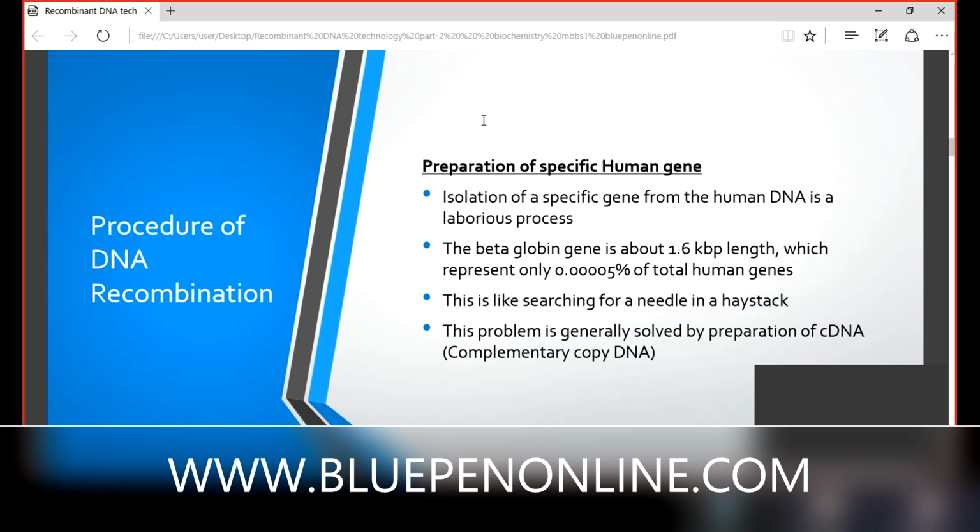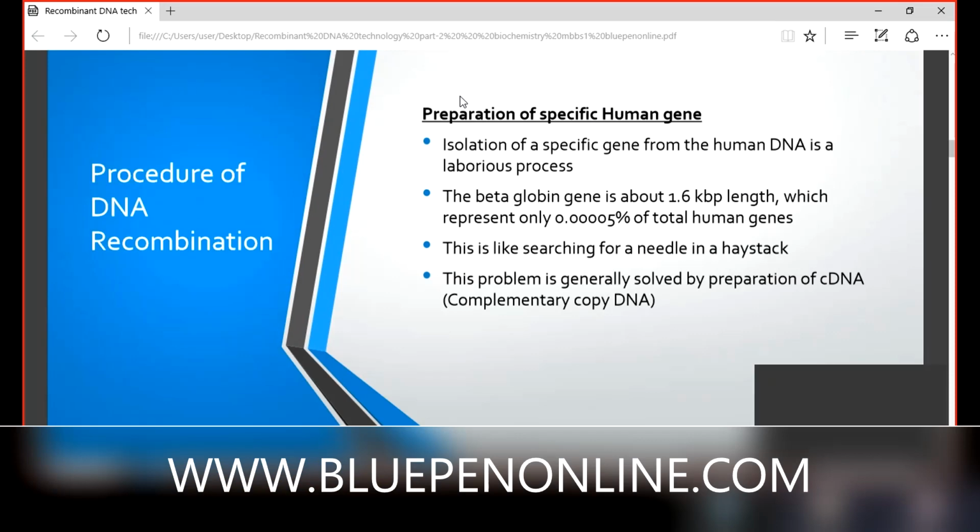That is known as cDNA. I will always tell you from next time onwards, cDNA. What is cDNA? Complementary copy of DNA. How can we produce it? How can we synthesize it? What is the reason for the production of this complementary DNA? Because preparation of a specific human gene is very tough. It's a very laborious process. So that is the first step, preparation of a specific human gene by this cDNA preparation.